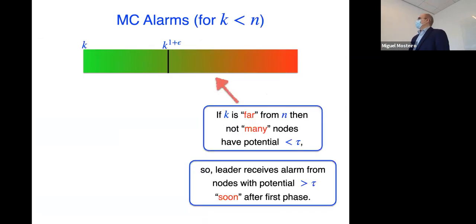And this is just a very sketchy description of the alarms. When k is far from n, it's really small, then not many nodes in the network has some potential smaller than another threshold that we have to compute. So the leader will receive the alarm of k being too small from nodes with potential above that threshold immediately after the first phase, actually. The first phase is enough to detect that k is really, really small with respect to n. We are far from it.